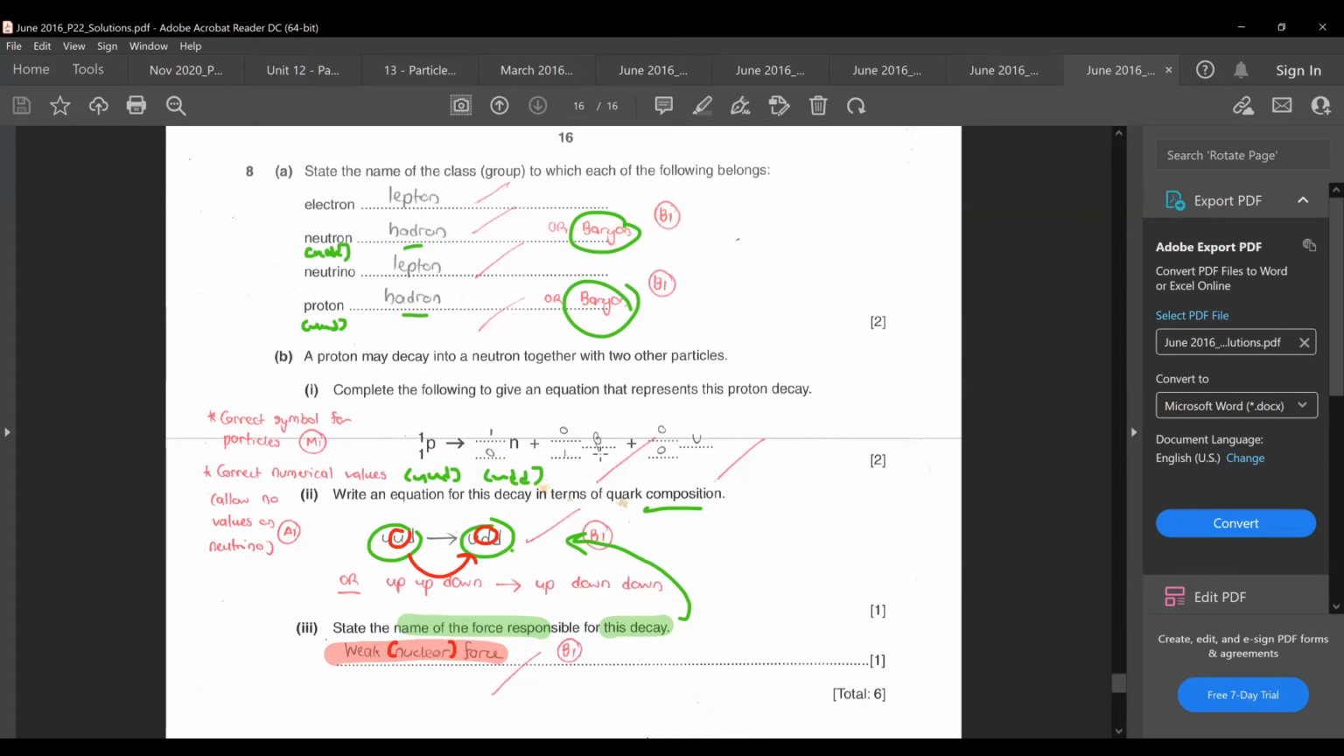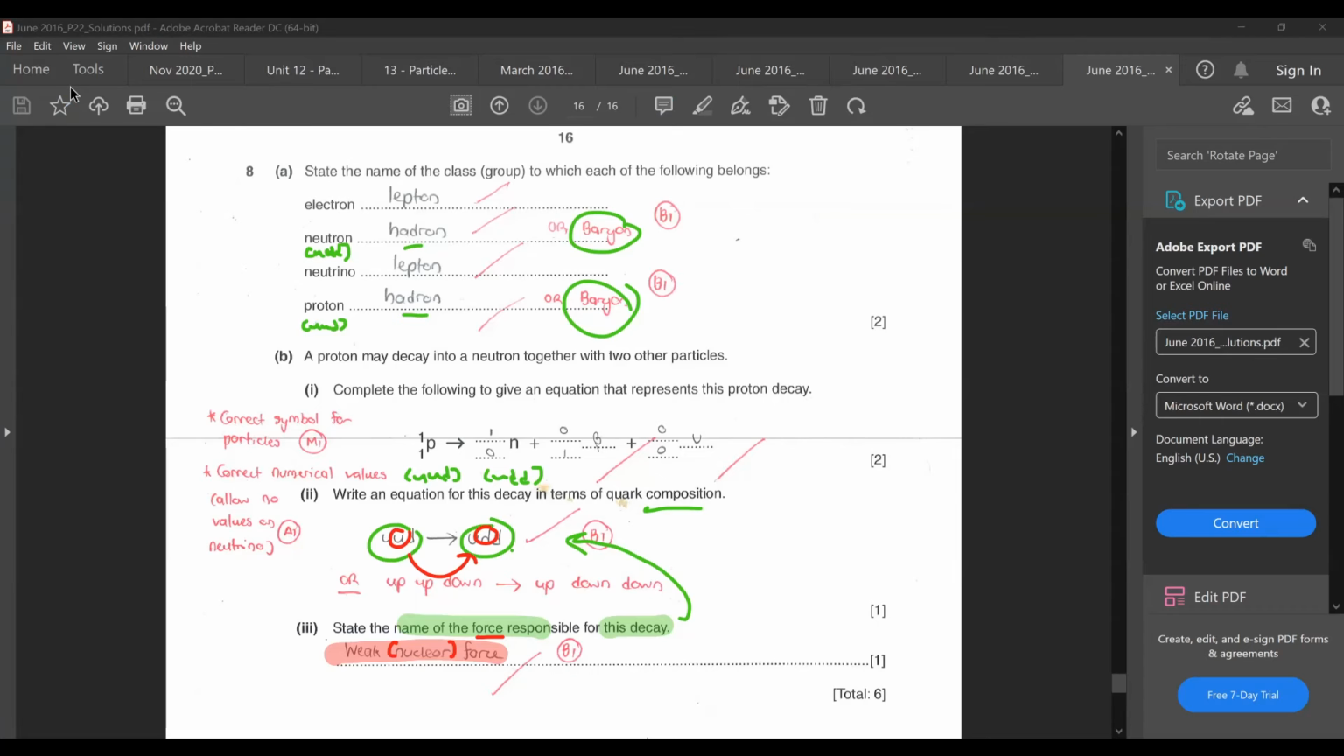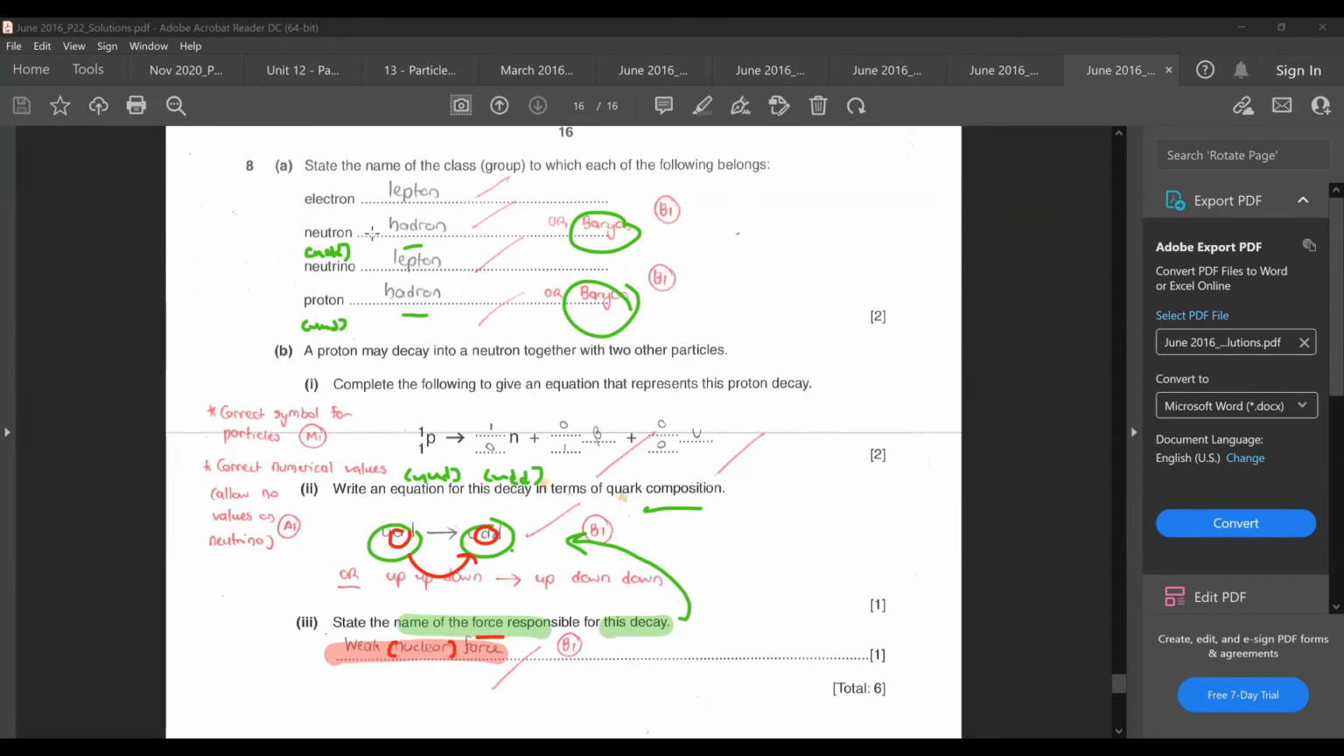Normally they say state the name of the force. So by right you should write force now. Okay, so just write weak force or weak nuclear force. Both will be okay. All right, so that one is okay.